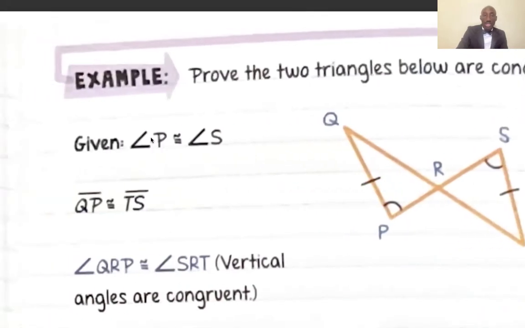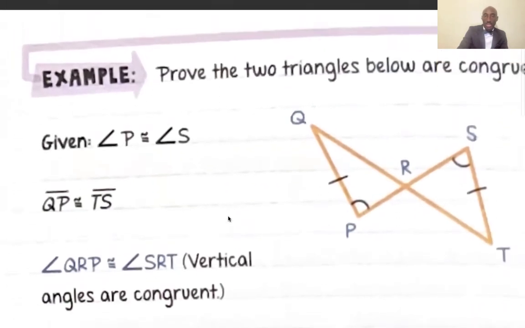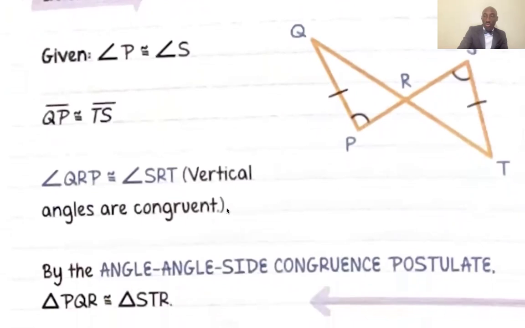So given angle P is congruent to angle S, side QP is congruent to side TS, angle QRP is congruent to angle SRT. Vertical angles are congruent. By the angle angle side congruence postulate, angle PQR is congruent to angle STR.